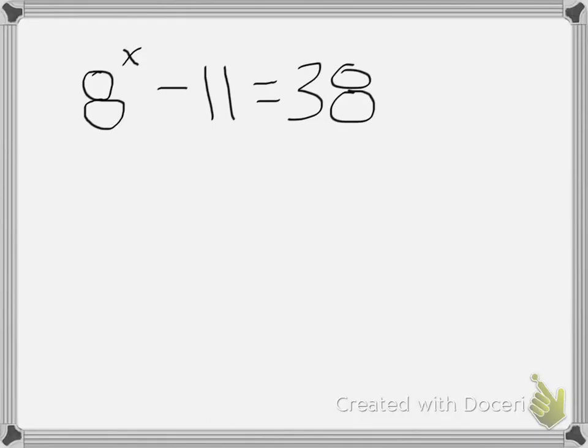All right, it's time for some more calculus. This is actually still just pre-calculus review. We are solving for x here. We have an exponential equation: 8^x minus 11 is equal to 38. Our goal is to get x by itself.